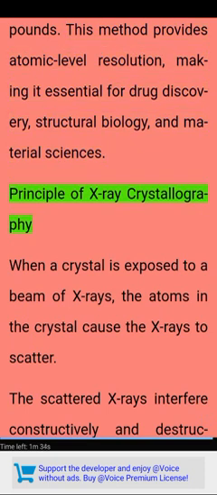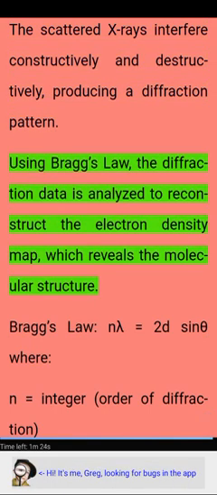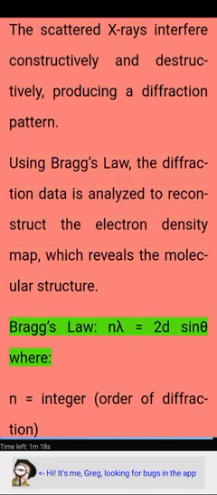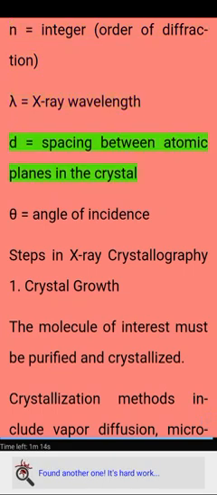Principle of X-ray crystallography. When a crystal is exposed to a beam of X-rays, the atoms in the crystal cause the X-rays to scatter. The scattered X-rays interfere constructively and destructively, producing a diffraction pattern. Using Bragg's law, the diffraction data is analyzed to reconstruct the electron density map, which reveals the molecular structure. Bragg's law: n lambda equals 2d sin theta, where n equals integer order of diffraction, lambda equals X-ray wavelength, d equals spacing between atomic planes in the crystal, theta equals angle of incidence.